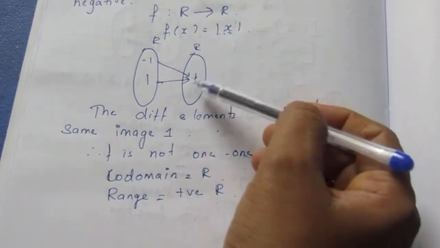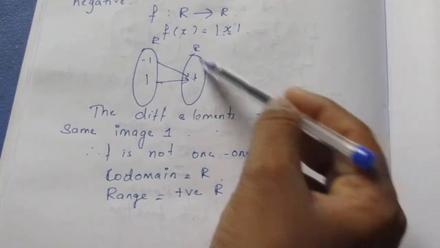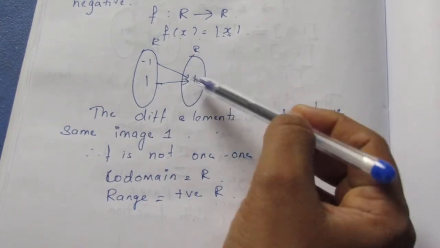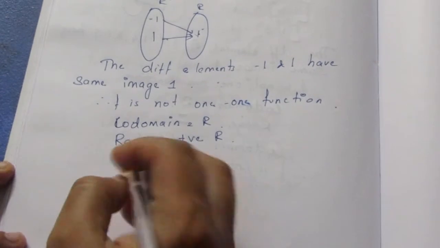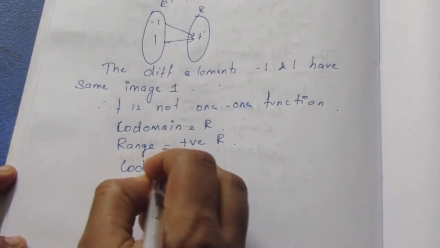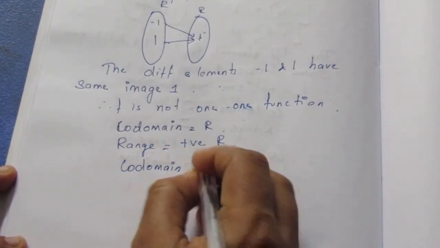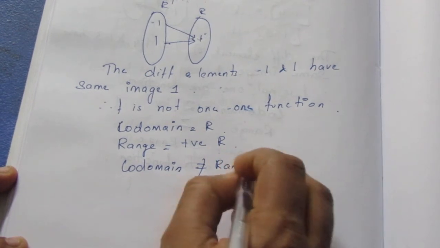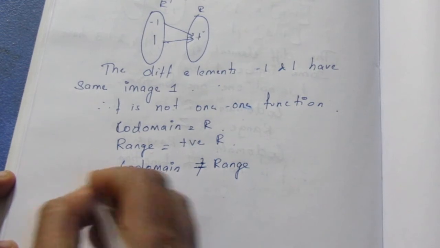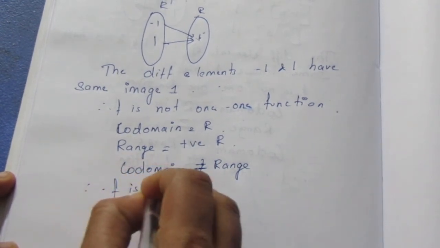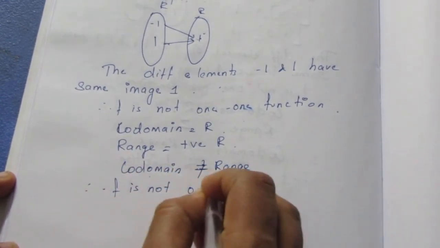So the negative real numbers in this codomain R are not marked; they don't have a pre-image. In an onto function there should not be leftovers in the codomain, but in this case there are leftovers. The negative numbers are all leftovers. So codomain is not equal to range. That means f is not an onto function.